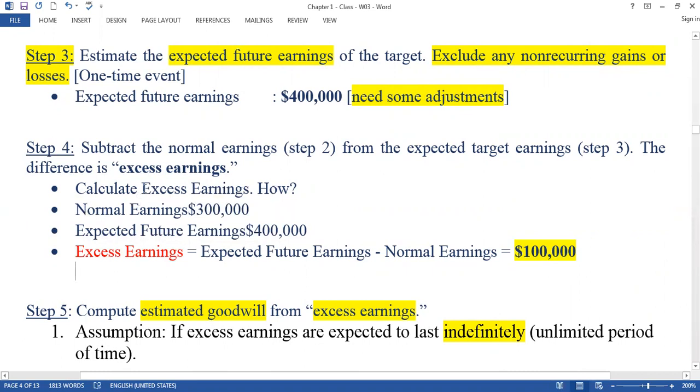How? In order to calculate excess earnings, you first have normal earnings that we calculated from step 2, and we calculated expected earnings from step 3, and this is the formula. Expected future earnings minus normal earnings, it is $100,000. This is our excess earnings.